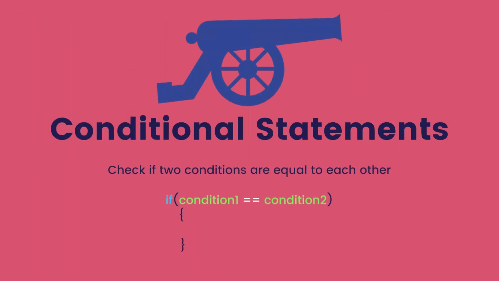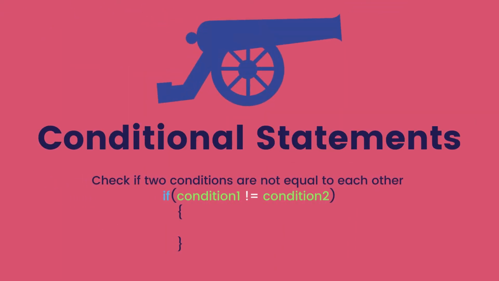With conditional statements, we can check if two conditions are equal to each other. Like before, we have the if keyword. In programming, we usually use two equal signs to check for equality. We're checking if condition 1 is equal to condition 2, and then same structure as before, we have the two curly braces, and if those two conditions are equal, then the set of instructions will run. And lastly, we can check if two conditions are not equal to each other as well.